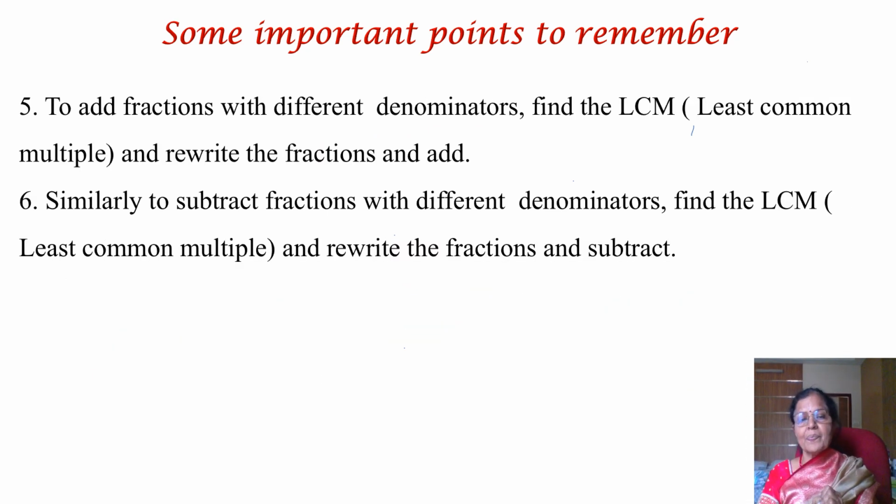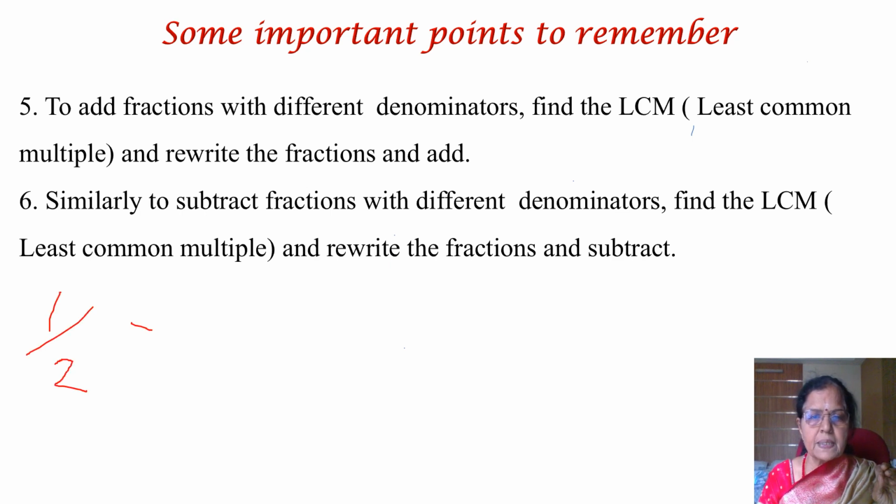Now the next point is adding fractions with different denominators. We'll see an example. Suppose you want to add 1 by 2 plus 1 by 3. These are two fractions you are going to add, and they have unlike denominators, that is, different denominators. Now how will you add? With a common denominator, we saw it's very simple. Now if the denominators are not common, if they are different, how are we going to do it?